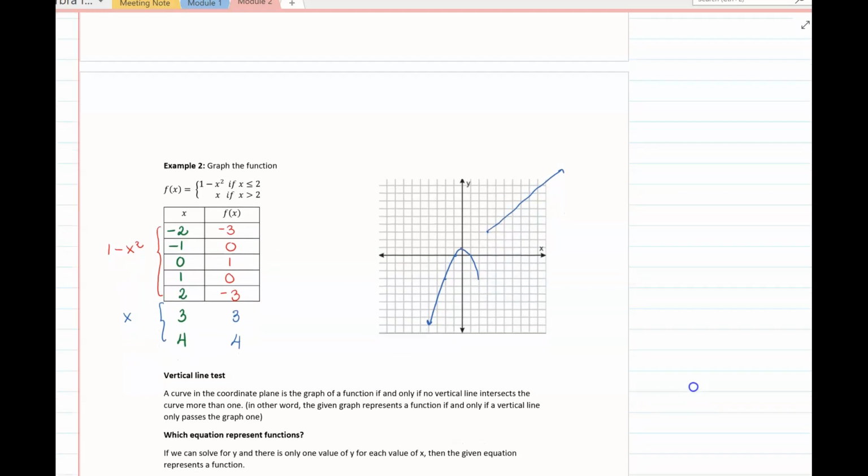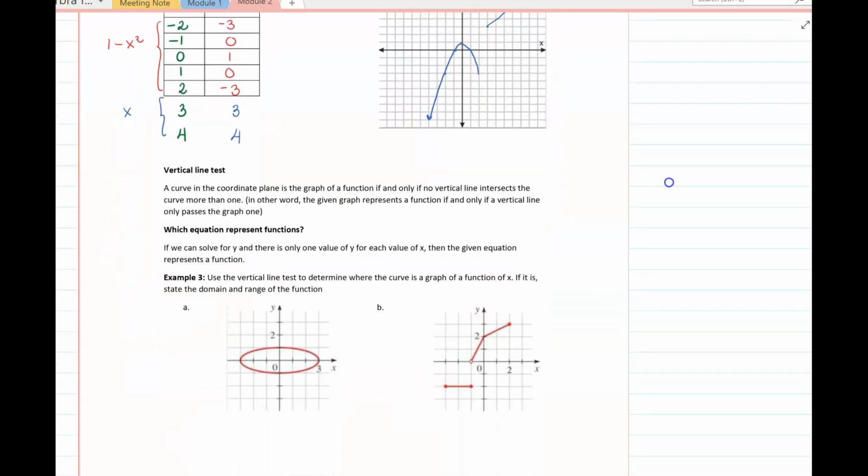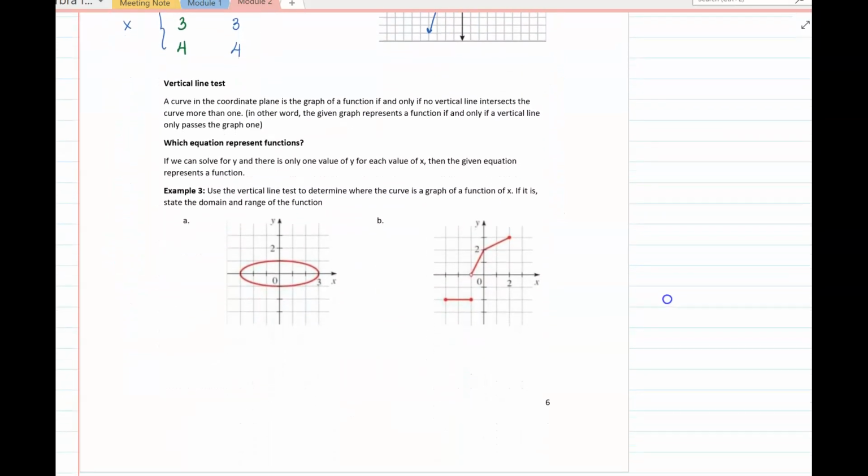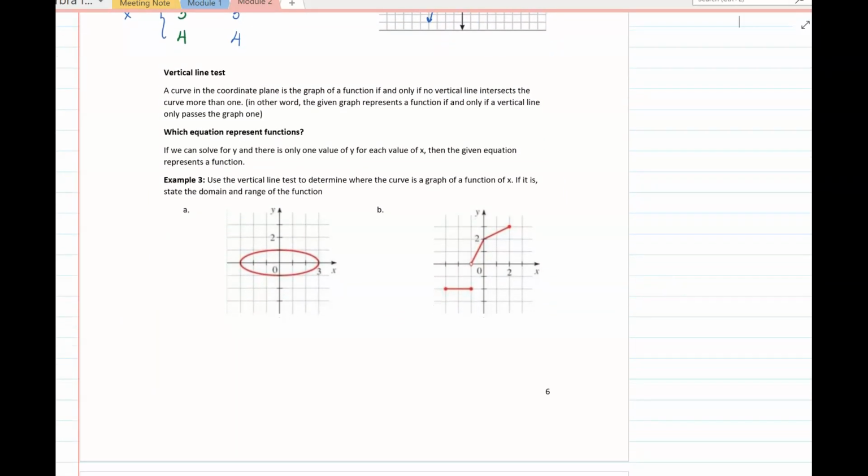Let's take a look at the vertical line test. A curve in the coordinate plane is the graph of a function if and only if no vertical line intersects the curve more than once. In other words, the given graph represents a function if and only if a vertical line passes the graph at only one point.